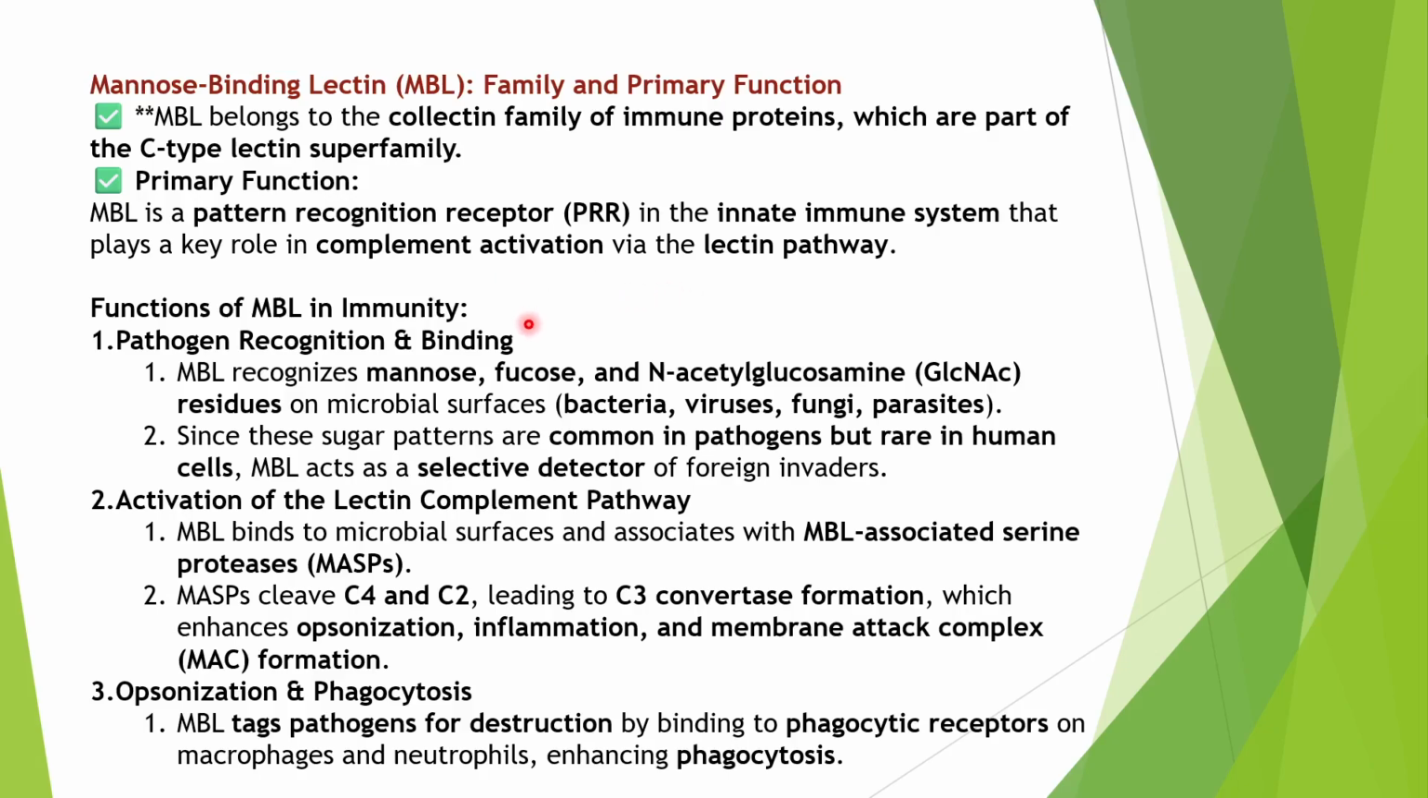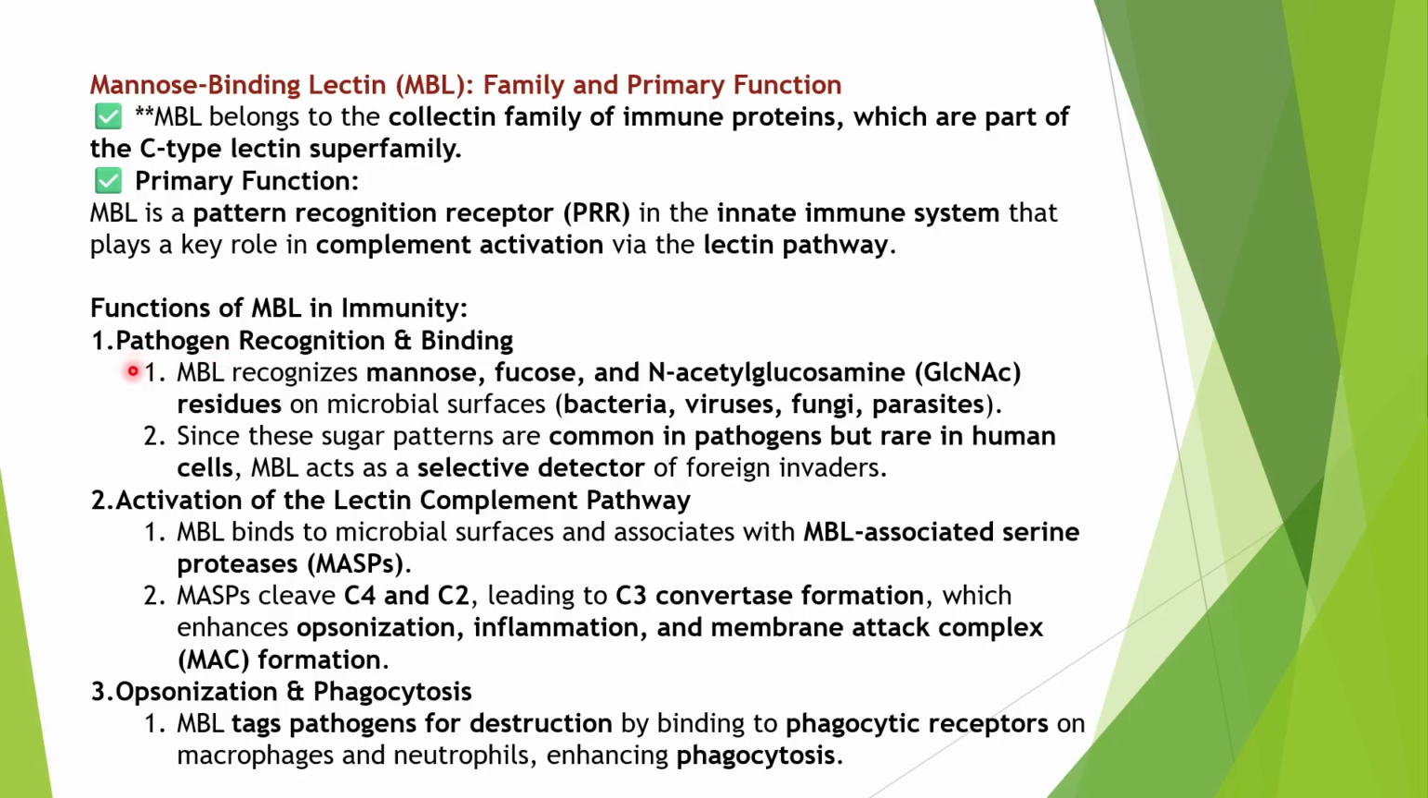So the complement has your classical pathway, your lectin pathway, and your alternative pathway. Your MBL is part of your pattern recognition receptors, PRRs. Like how TLRs are part of your pattern recognition, your mannose binding lectin is also part of your pattern recognition receptors. And then it helps in activation of the complement system via the lectin pathway, contributing to innate immunity. Functions of MBL in immunity.